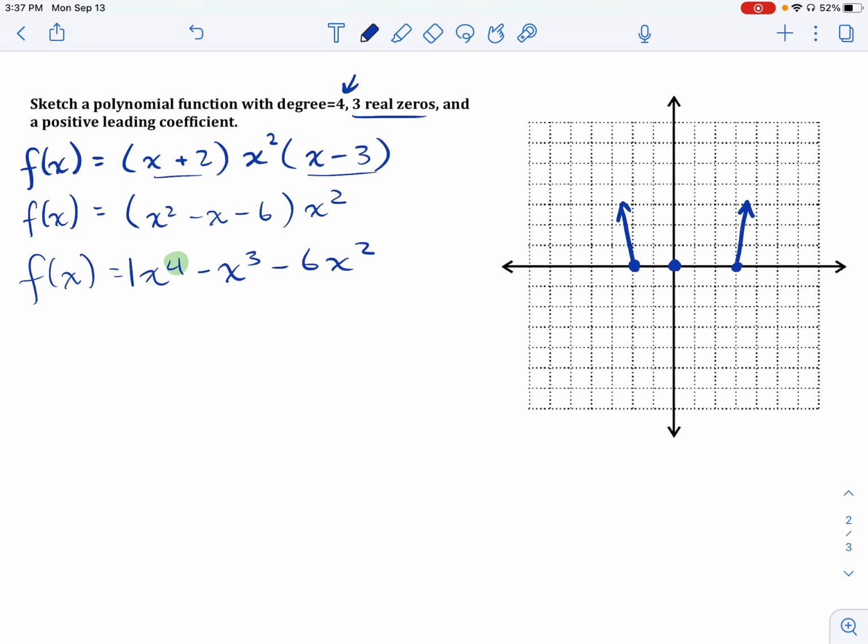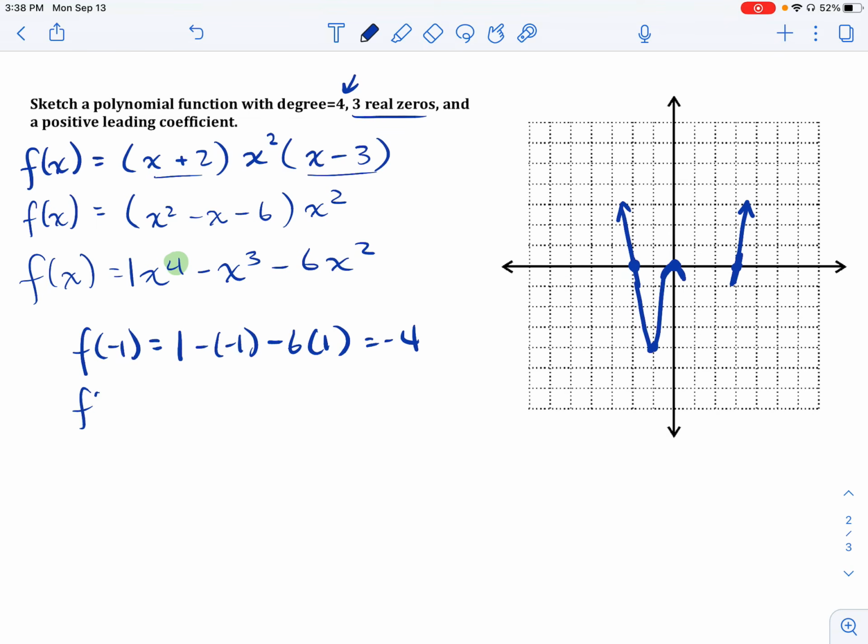Going on to the multiplicity, I know that the only multiplicity that is even is at 0. So this graph is going to cross through here, it's going to cross through here, but it has to bounce off here because this is where I have even multiplicity. Now, how does it behave in between those zeros? Let's just plug in some points. Let's plug in -1, for example. When I plug in -1, I'm going to get positive 1 minus -1 minus 6 times positive 1. So that would just give me -4. So -1 gives me -4.